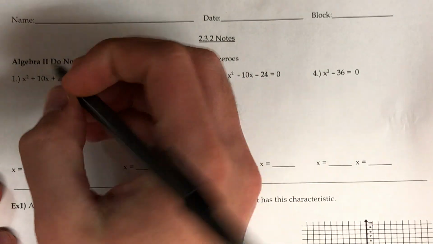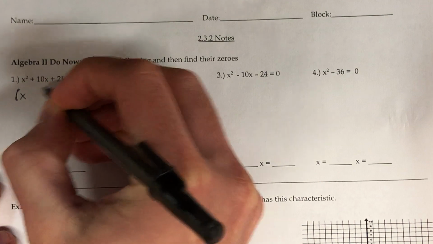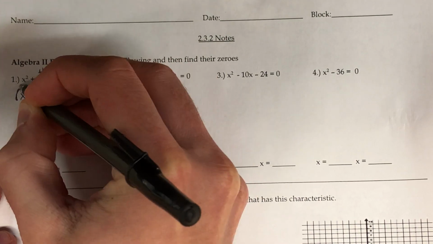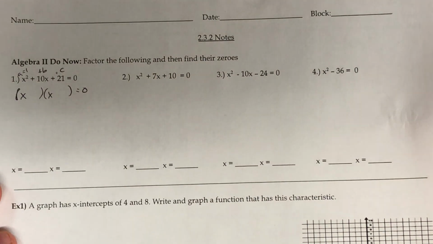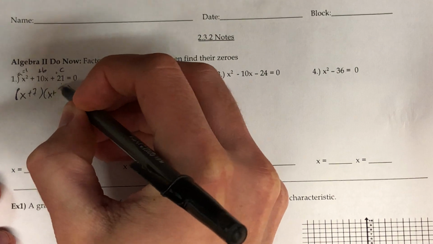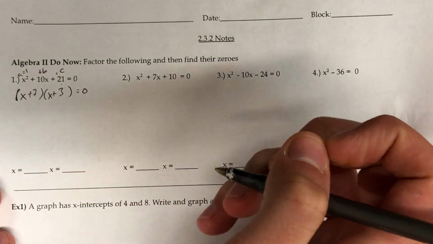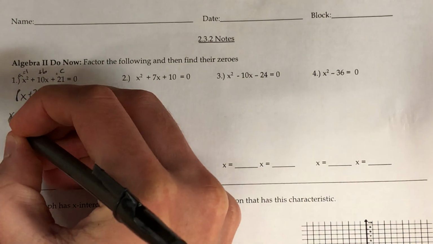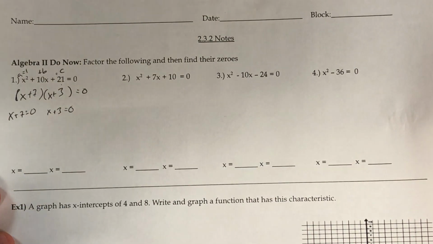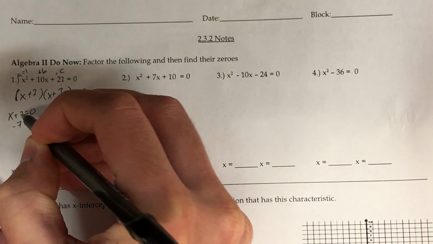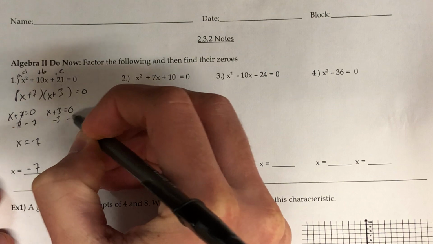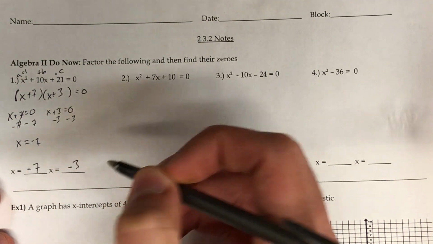Okay, we're back. So when we factor, remember, you look for numbers that multiply to c and add to b if your a is 1, which is the case for all these. So the numbers that will multiply to 21 and add to 10 are 7 and 3. Then to figure out our zeros or roots, we set each factor equal to 0 and solve for x. So we get x equals -7. For the second, we get x equals -3.